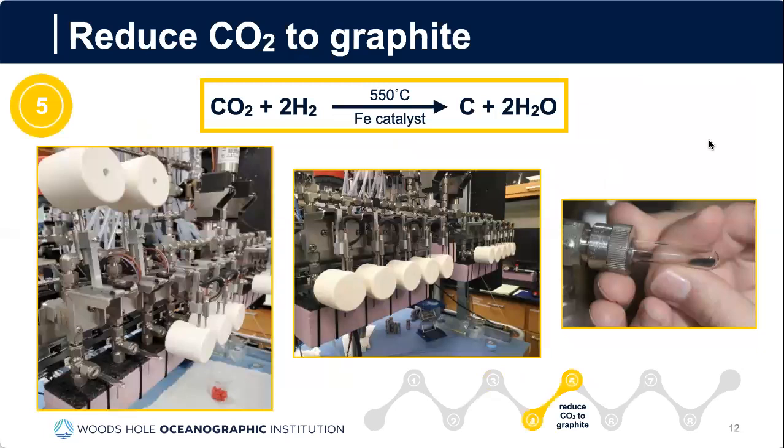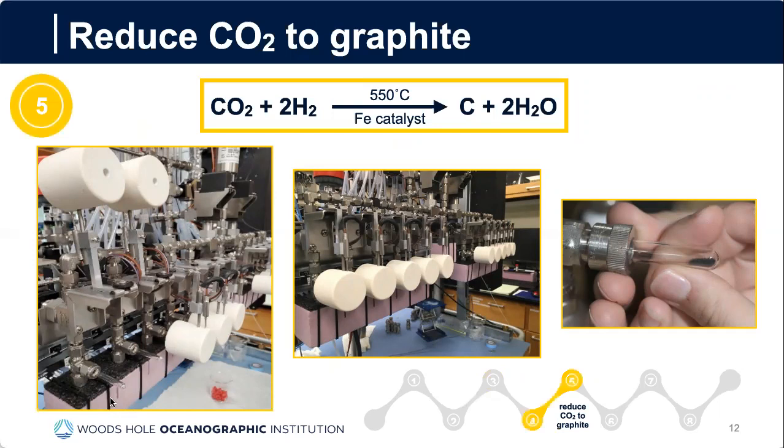Once we have the CO2 from all these different sample types, the next step is to reduce the CO2 to filamentous carbon, which we refer to as graphite. This is done with hydrogen and heat on an iron catalyst by this reaction shown here, and we remove this water with magnesium perchlorate. We have several automated graphitization lines in the lab. The one pictured here is our newest one.